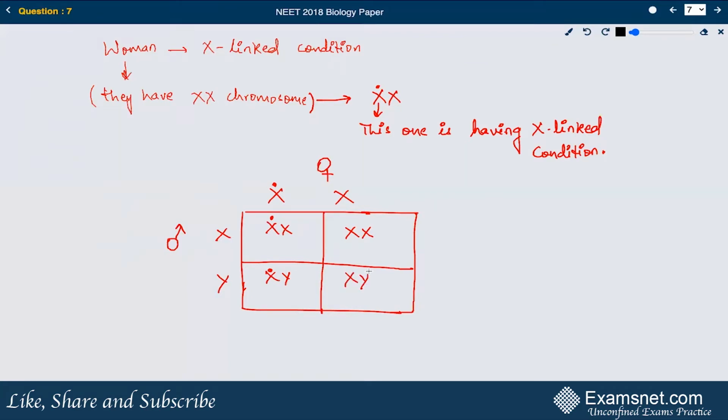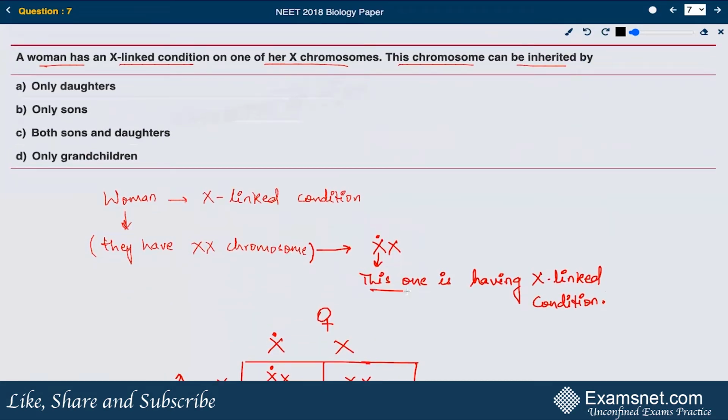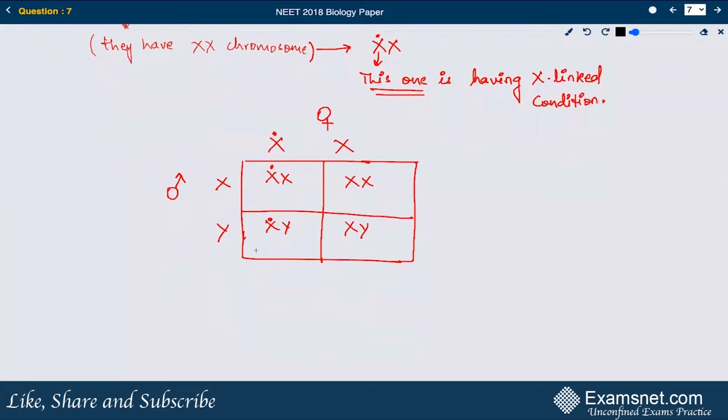So you can see over here that this chromosome, which is having the X-linked condition, will be passed on to both the son and to one of her daughters. It can be passed to one of her sons or to one of her daughters. Let me tell you that this is considered the carrier daughter, and this is the diseased or affected son. This is normal, this is normal.